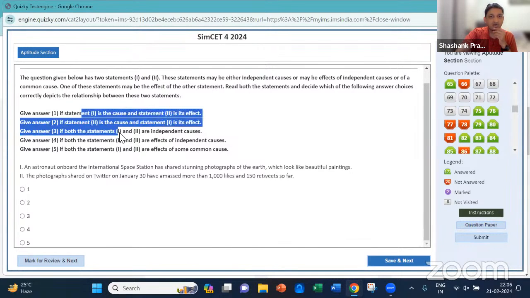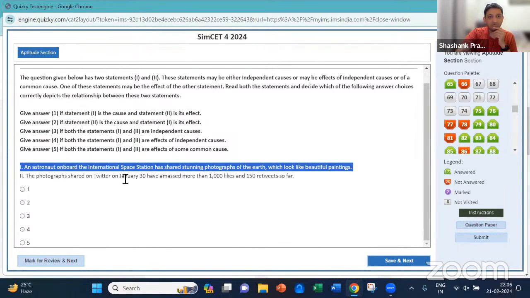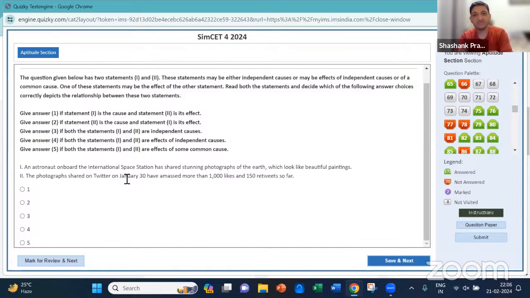ये क्या है? Cause and effect. Okay. Astronaut on board the International Space Station has shared stunning photographs of the Earth, which looked like beautiful paintings. The photographs have amassed more than 1,000 likes and 150 retweets so far. Right. So that is the outcome. One is the cause, two is the effect. Right. So one is the cause and two is its effect. I'll go with this.